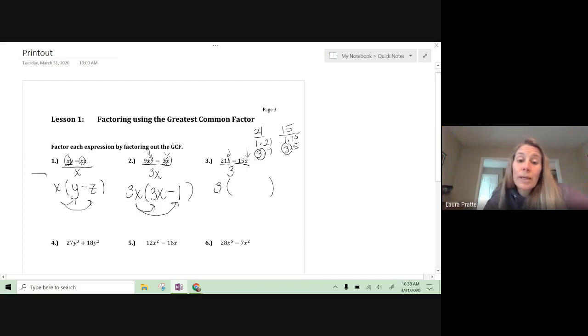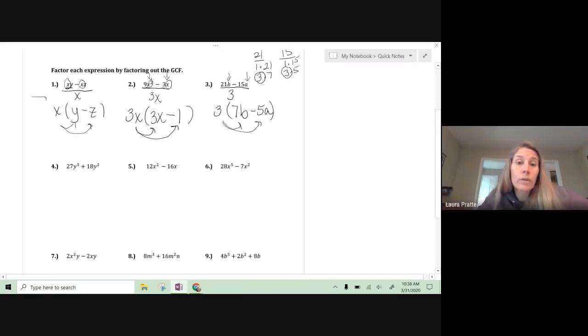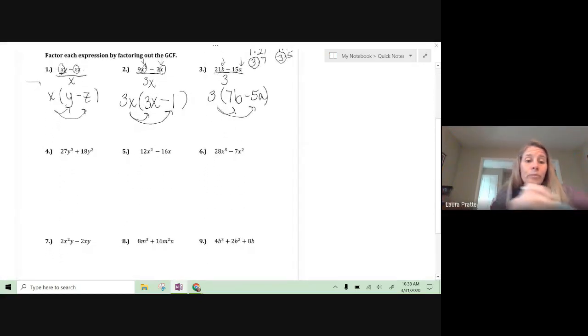So 21b divided by 3 leaves us with 7b. And 15a divided by 3, or you could say negative 15a divided by 3, is negative 5a. And again, if you want to check your answer, just distribute that 3 back in and see if you get back to where you started. So moving down to the next couple examples.